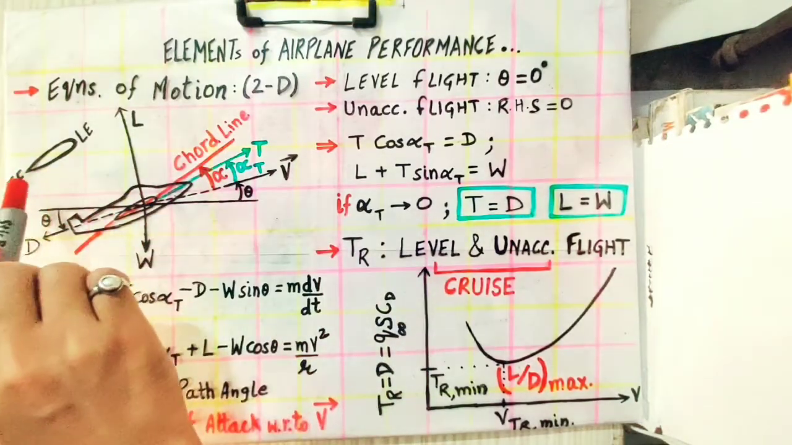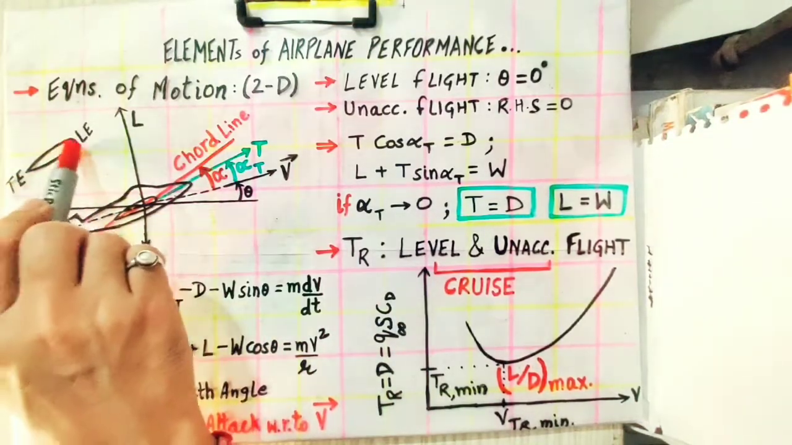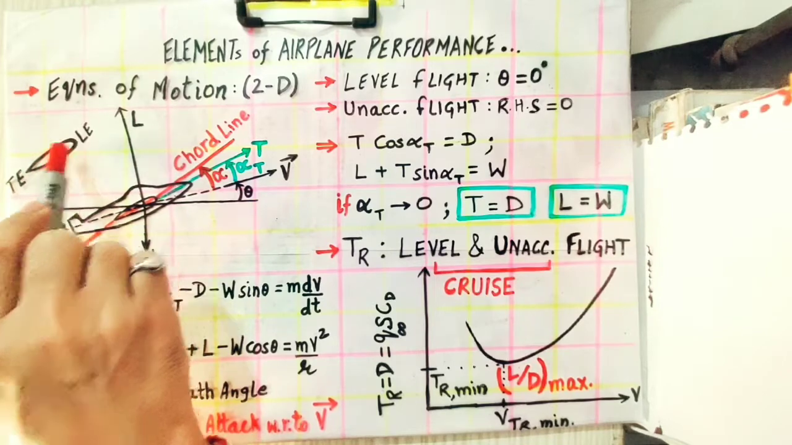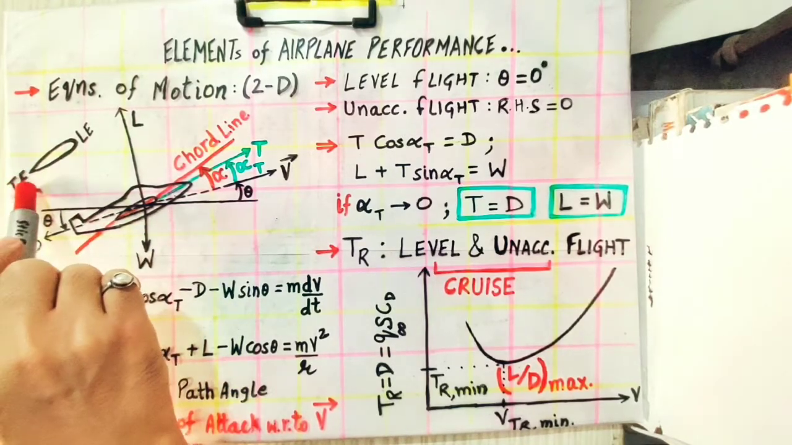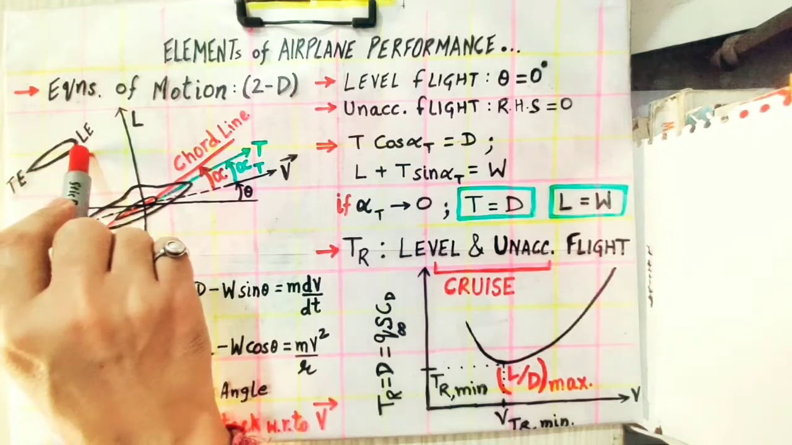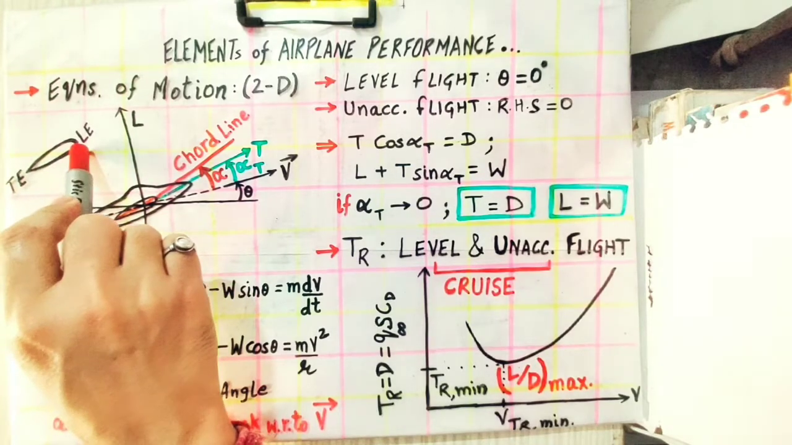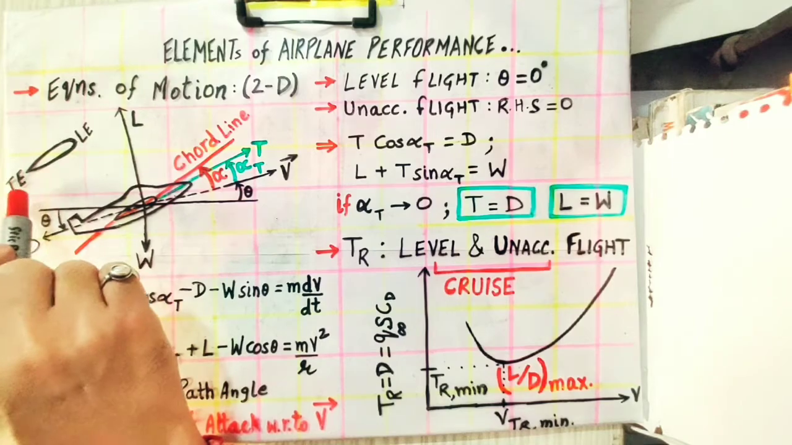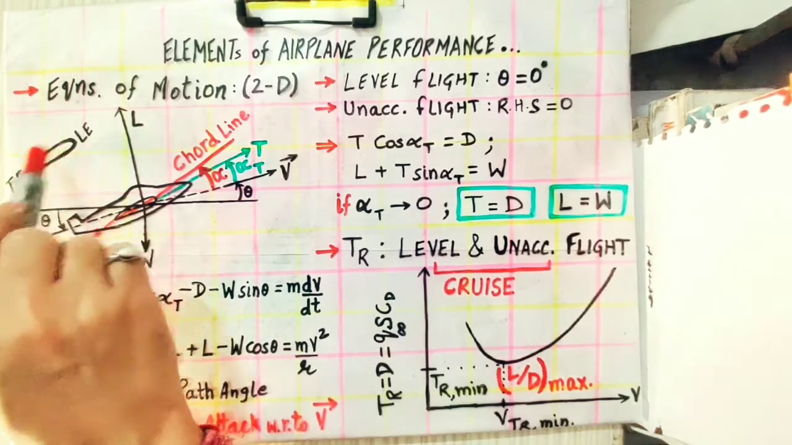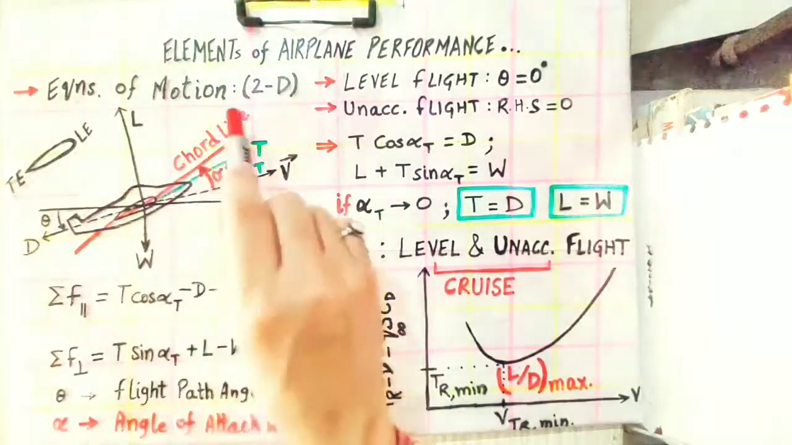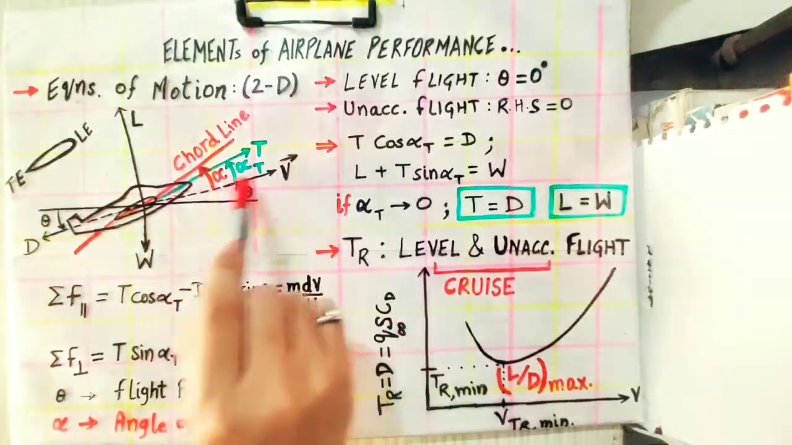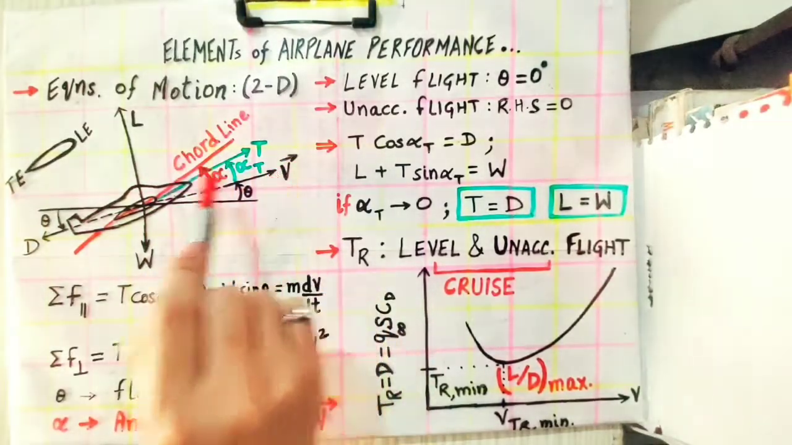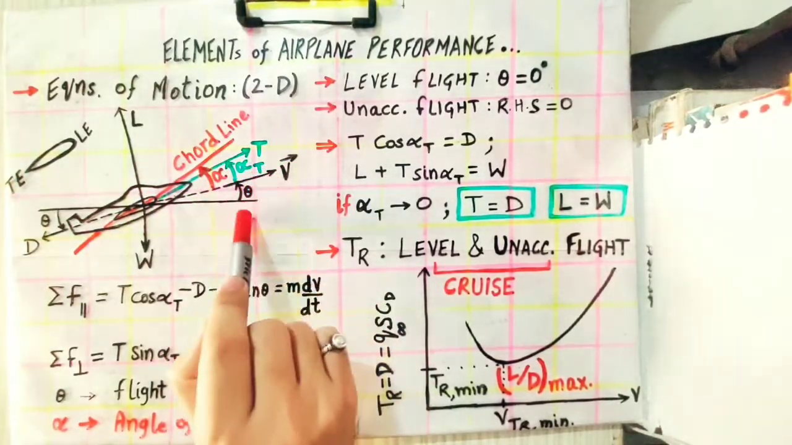And chord line is the line from the forwardmost point of the airfoil to the backwardmost point of this airfoil. The forwardmost point, when looked from the edge, is termed as leading edge, and the backwardmost point of the wing when looked from the edge is termed as trailing edge. And when this leading edge and trailing edge are joined, we will see a chord line, and this chord line makes an angle alpha with the velocity with which the aircraft is flying in the direction theta.